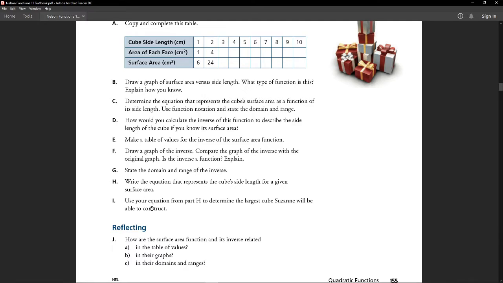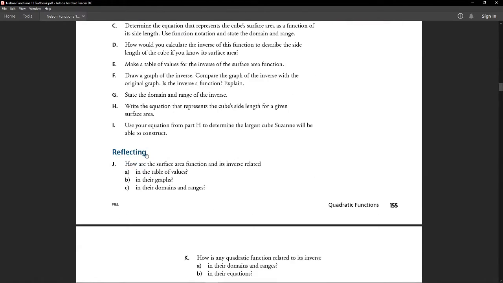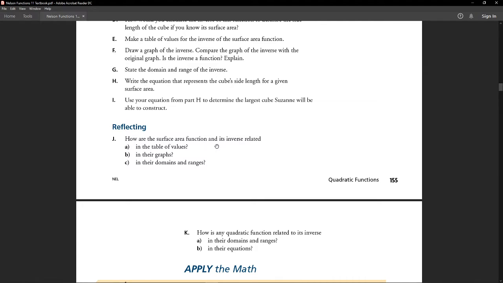That's what we want. Use your equation from part H to determine the largest cube system. Yeah, so we already calculated that. That's going to be 12. Reflecting. How are the surface area function and inverse related? So the surface area function, I guess we call it the original, but its inverse is to find the coordinates while in the original we have x, so we found y.